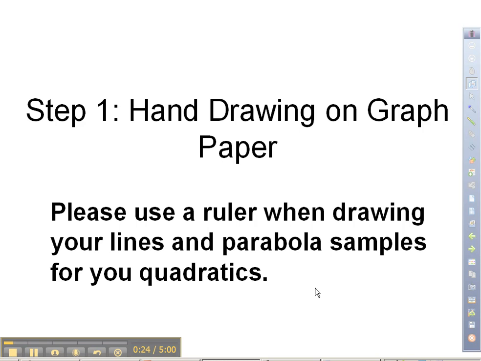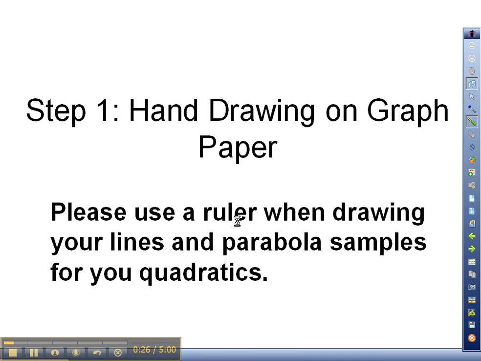I want you to use a ruler. Underline this or highlight it. Use a ruler when drawing your straight lines and the parabola samples for your quadratics. The parabola samples are at the last page in your packet. You put them up to a window and you trace your little parabolas that you're going to draw on your picture. You trace them out using those templates that I've given you.